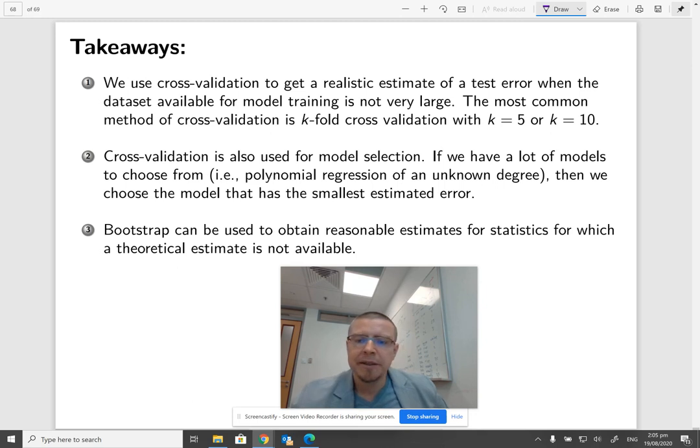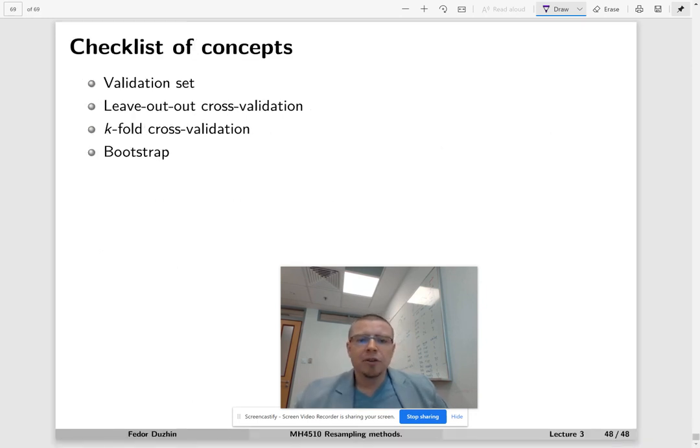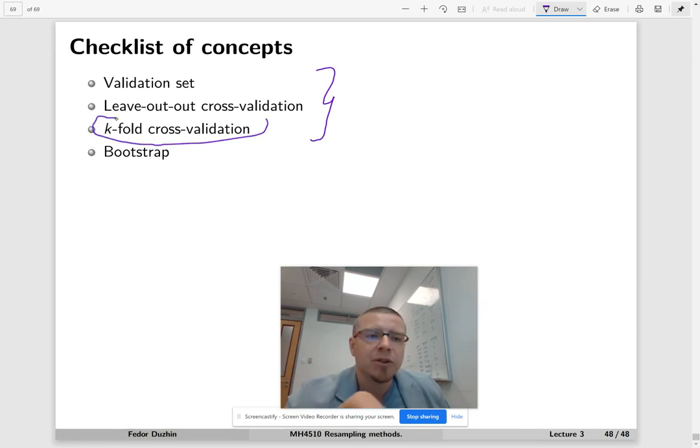So these are the main takeaways, and here is the list of concepts that we learned in this lecture: validation set, leave-one-out cross-validation, and k-fold cross-validation. These are three techniques for cross-validation. In practice, we actually use just k-fold cross-validation. And Bootstrap is used for a different purpose.